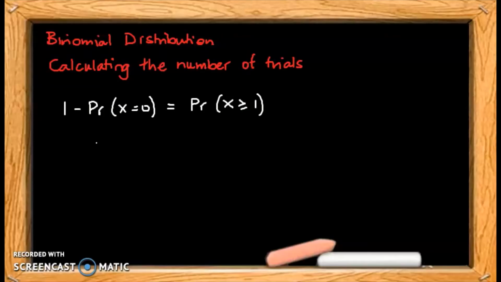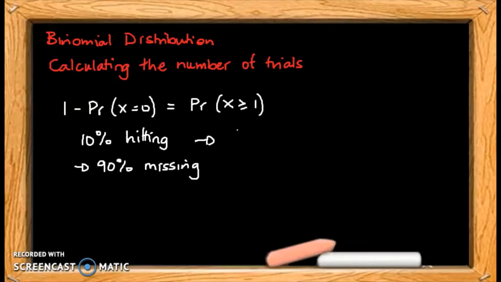If I had, for example, a 10% chance of hitting the bullseye, that means I have a 90% chance of missing. And therefore, p equals 0.1 and q equals 0.9.